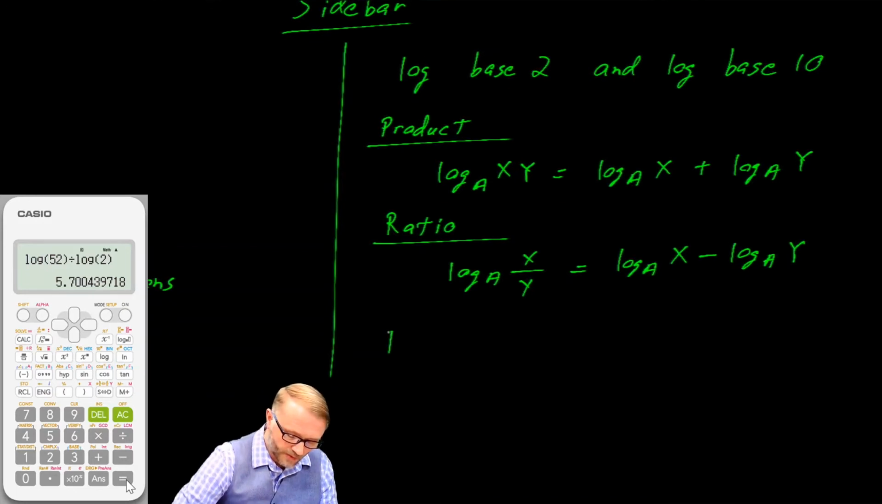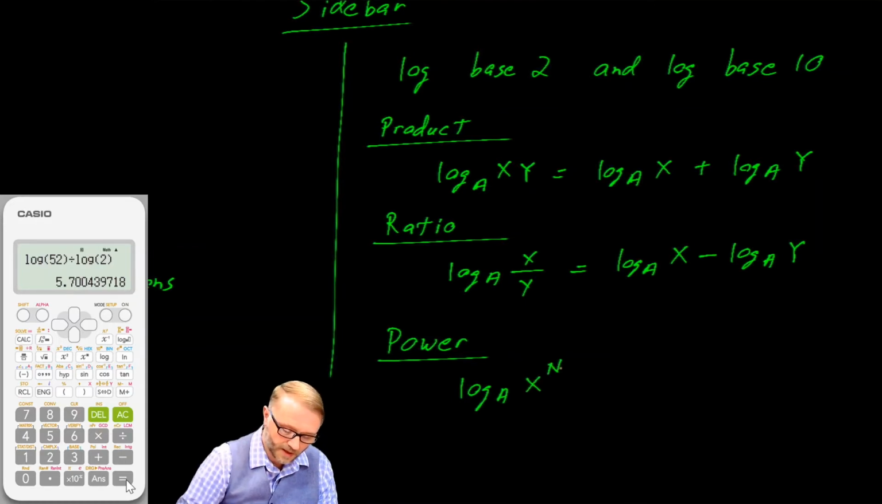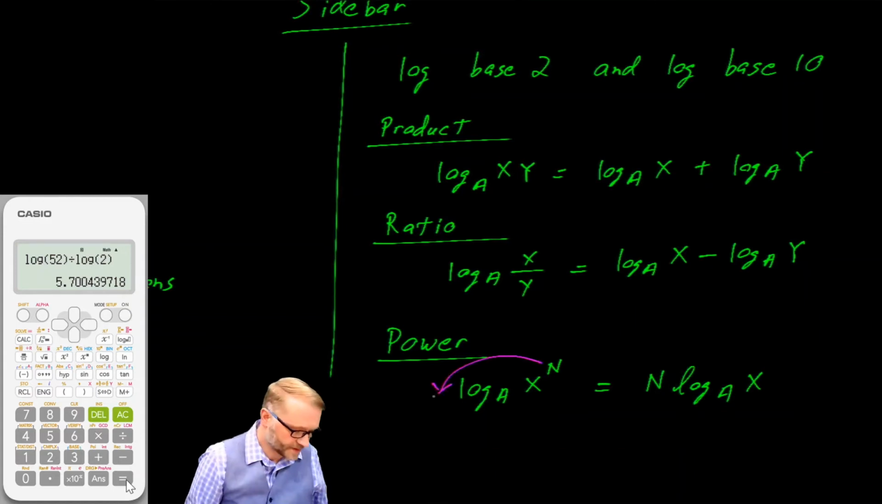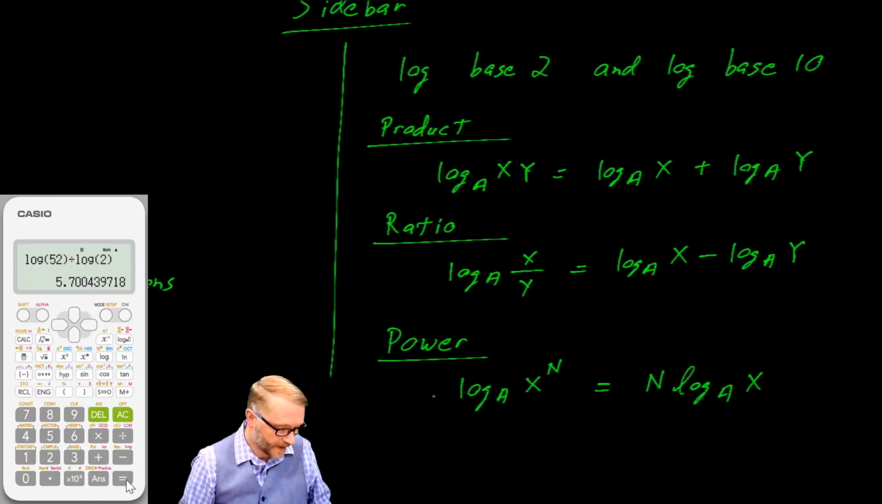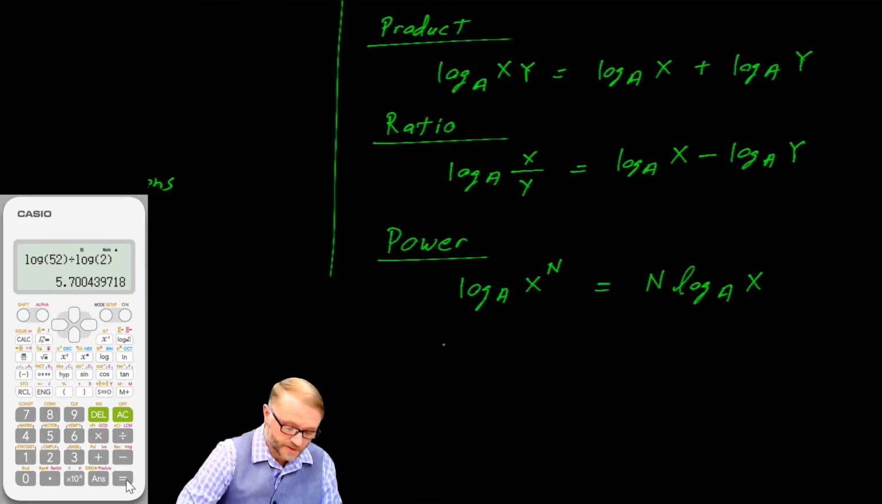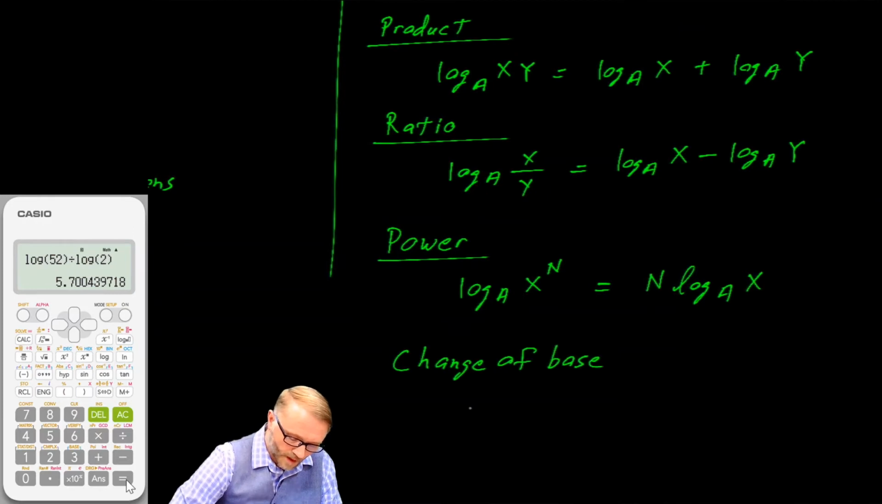The next rule is the power rule. For logarithm base a of x raised to the nth power, that is going to equal n times log base a of x. Okay, so that means this n essentially gets moved in front. So that's a useful property. And finally, the change of base rule, which I used in our example. Log base a of b is equal to log of some base, we'll use base 10 in this case, of b over log base 10 of a.